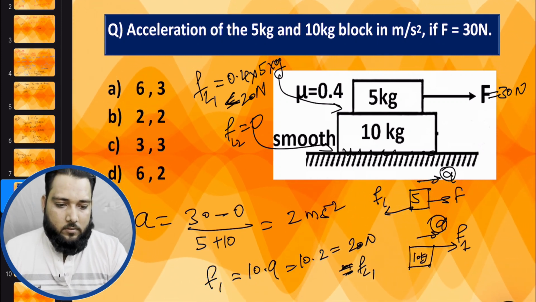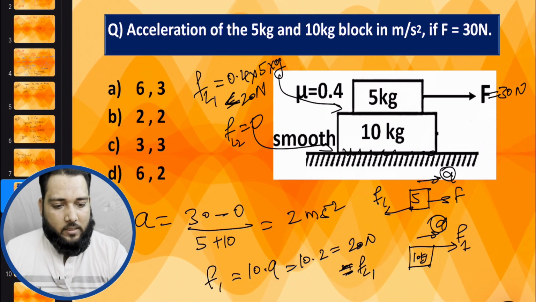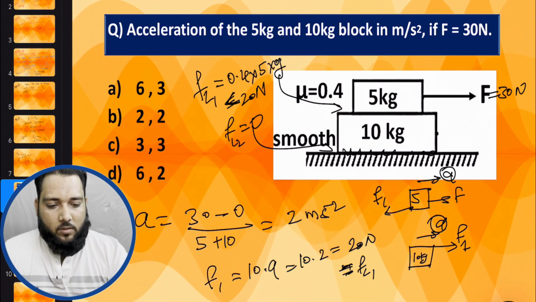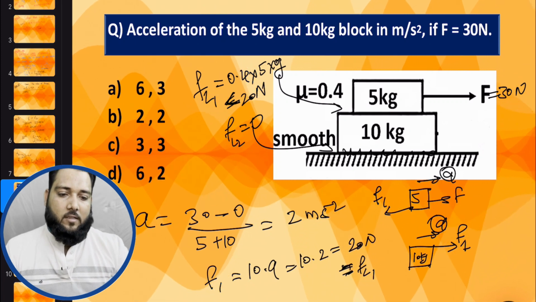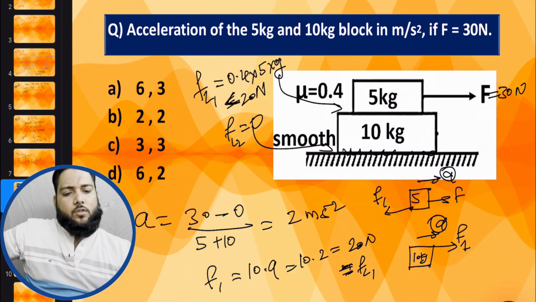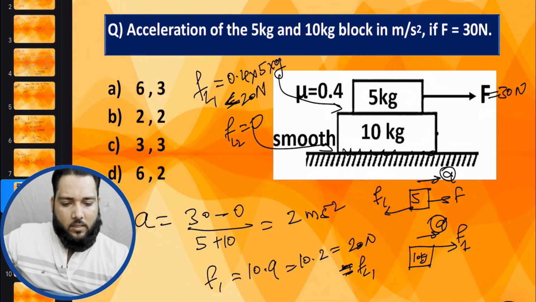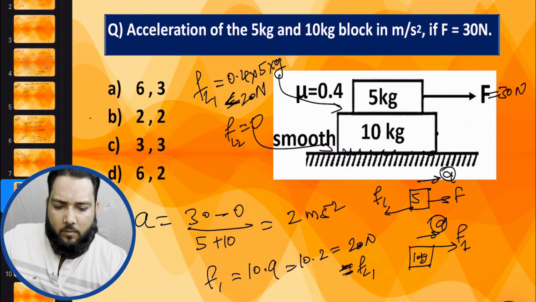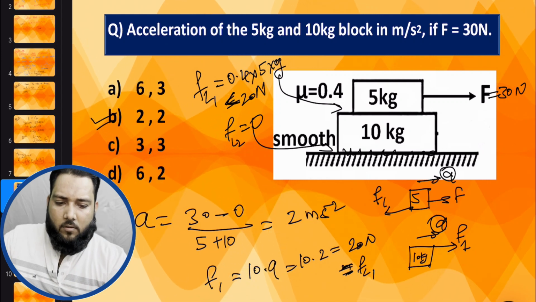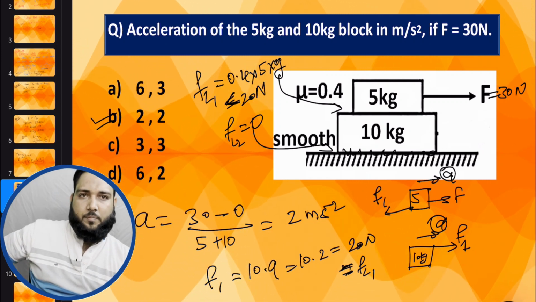But when you take 9.8 for g, this FL1 should come to 20 Newton. But I think this is a previous exam question, so it is taking 20 Newton here approximately. Okay, and it is 20 Newton. So both the blocks will move for some instant with the same acceleration.